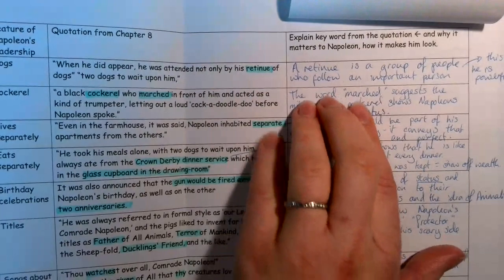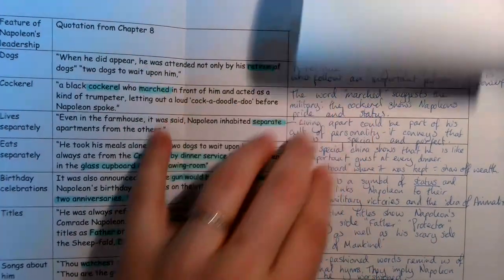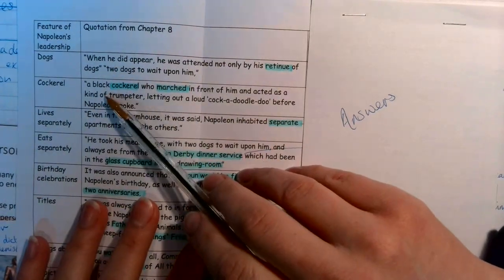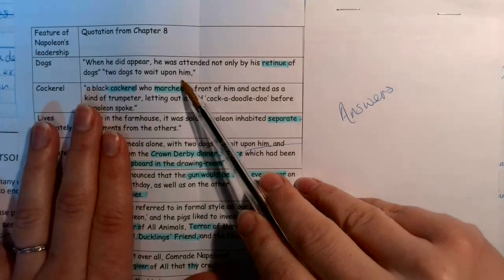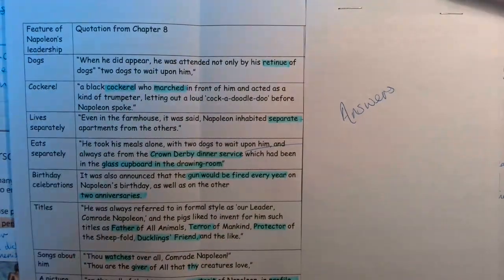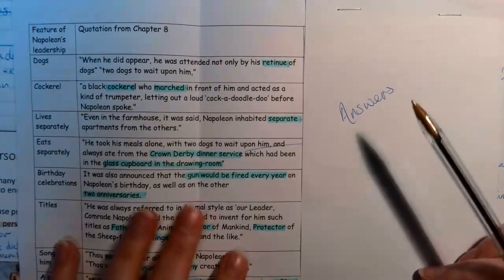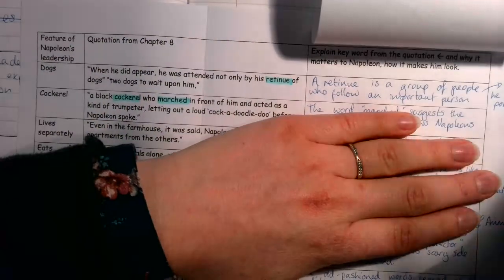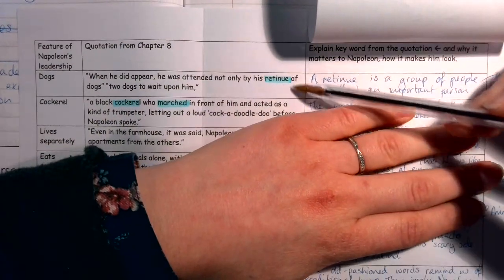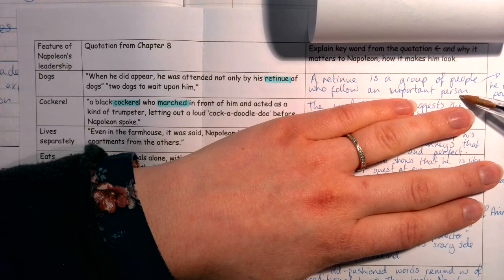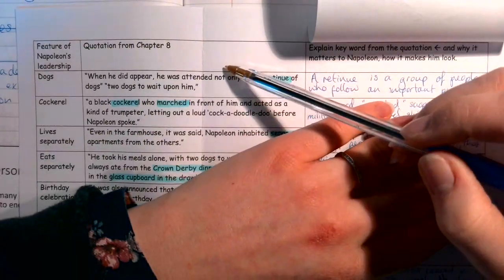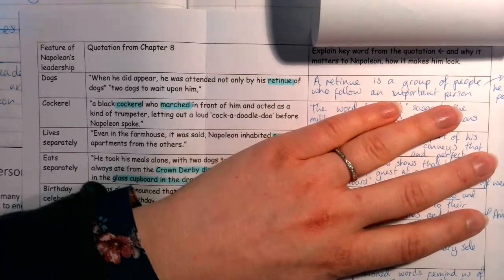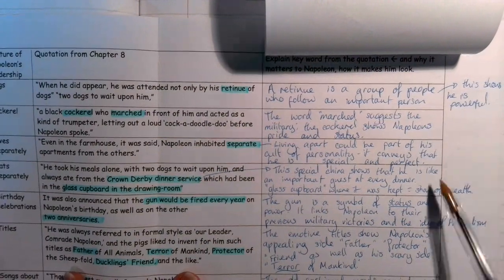So I'll just go through one with you. This one, when he did appear, this is Napoleon, he was attended not only by his retinue of dogs, and also that he had 2 dogs to wait upon him. Now, we know that the dogs are actually a little bit like the secret police, and they growl when they hear something they don't like, but actually it's also about just power. So I put here a retinue. I picked out a keyword and I looked it up. A retinue is a group of people who follow an important person. So Napoleon wouldn't have a retinue unless he was important, and he had a retinue to look important. So I said this shows he is powerful.